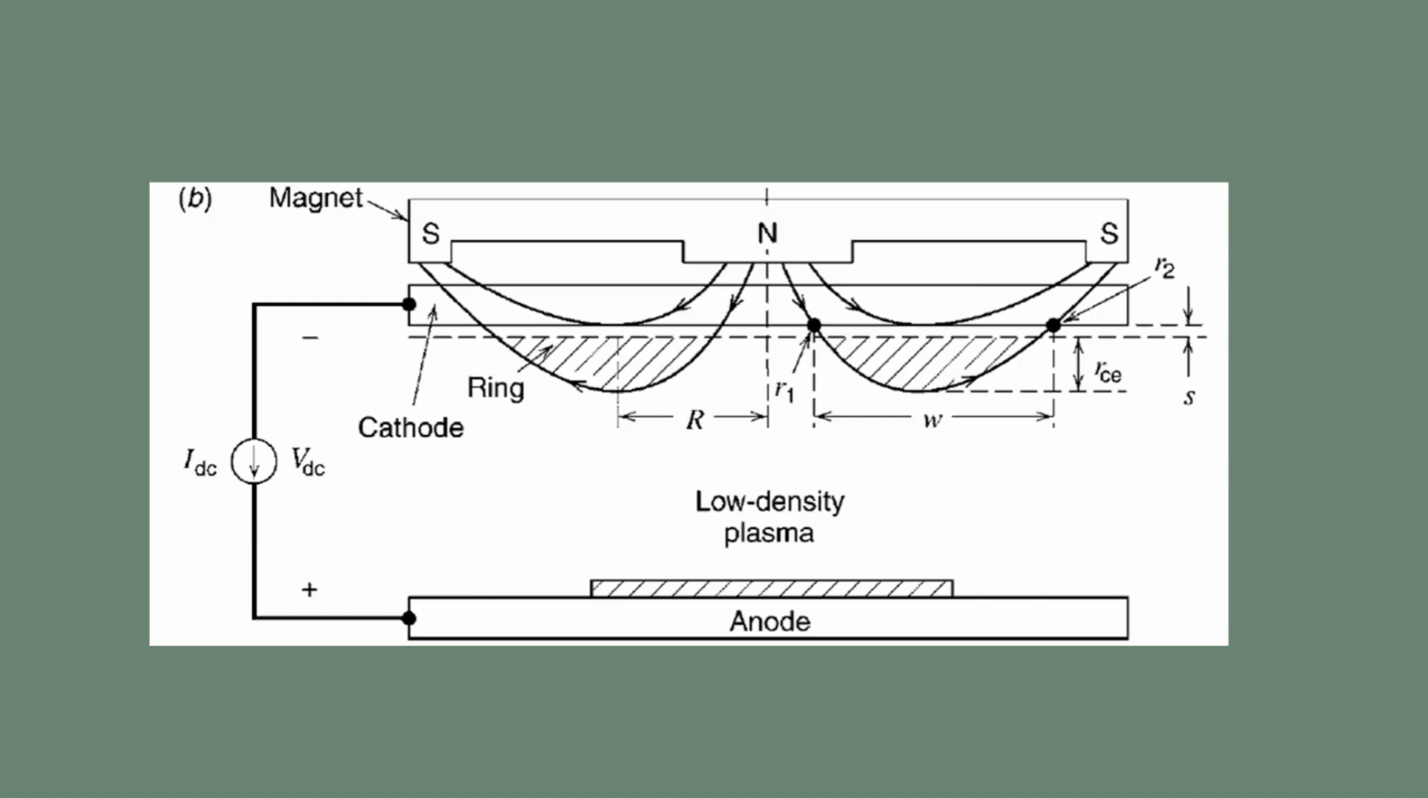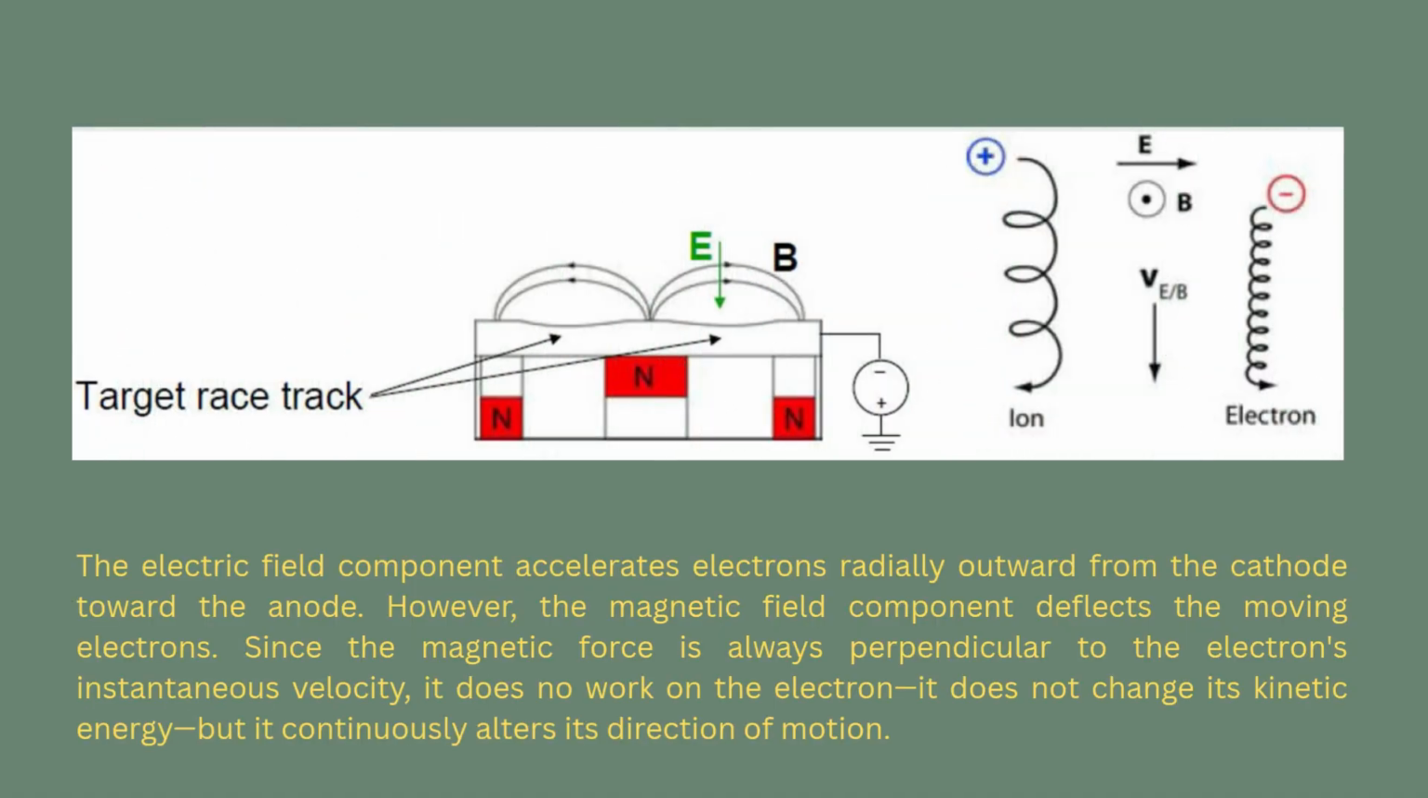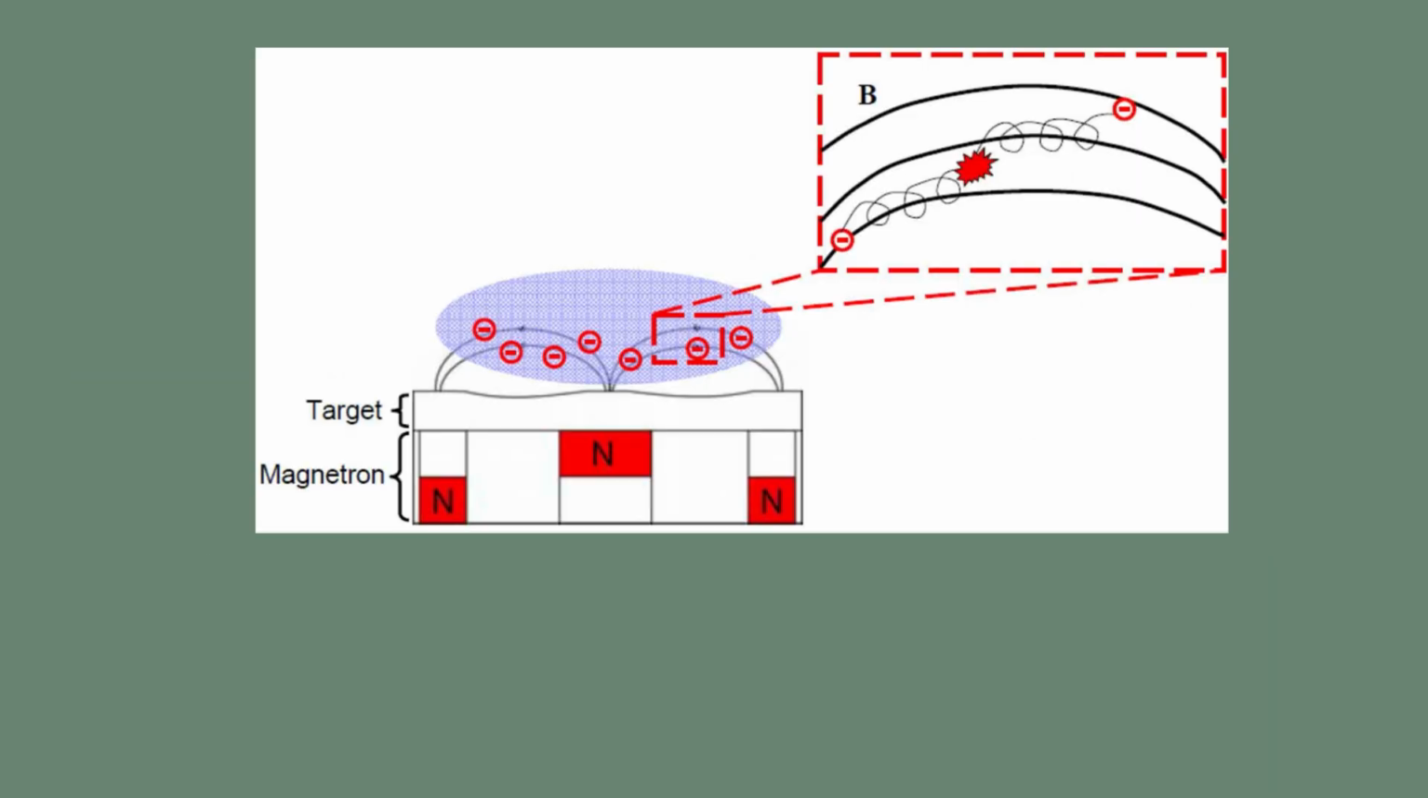To understand the resulting electron dynamics, we must consider the Lorentz force acting on an electron. The electric field component accelerates electrons radially outward from the cathode toward the anode. However, the magnetic field component deflects the moving electrons. Since the magnetic force is always perpendicular to the electron's instantaneous velocity, it does no work on the electron. It does not change its kinetic energy, but it continuously alters its direction of motion. The combined effect of these crossed fields is a complex drift motion.